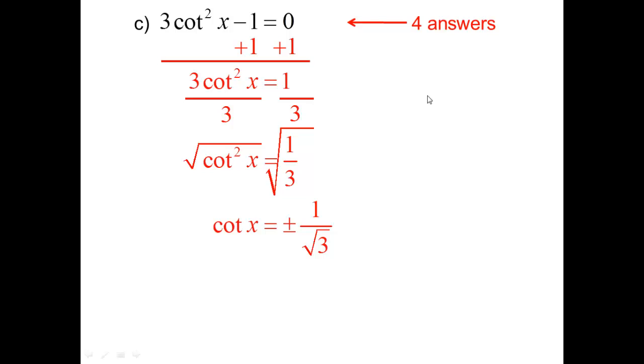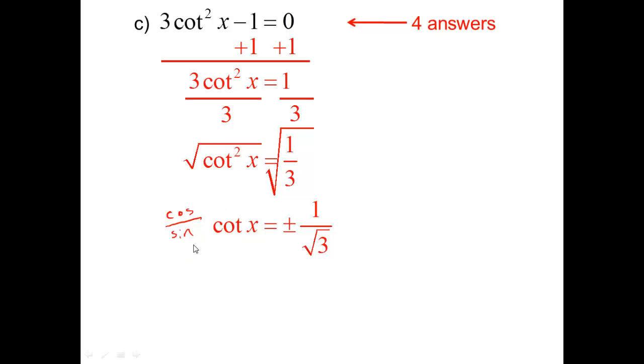I'm trying to compare this to the unit circle. I don't see 1 over root 3 on the unit circle, nor would I see root 3 over 3 on the unit circle. I need to remember that for tangent and cotangent, these are ratios. In cotangent's case, this is actually cosine over sine. So when I'm looking at the unit circle, I need to be looking at not just the x-coordinate or the y-coordinate, but the x-coordinate and the y-coordinate. And in the case of cotangent, it's the x-coordinate divided by the y-coordinate.